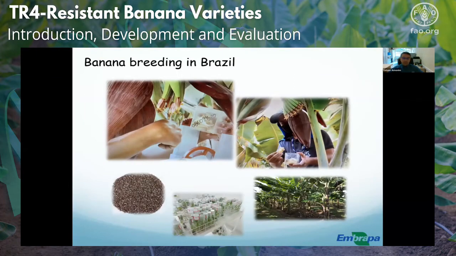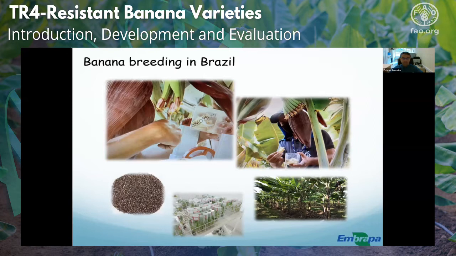Our breeding program is based on the crossbreeding carried out every day. We have produced more than 700,000 seeds in the last 46 years. And we have released more than 10 hybrids, all resistant to Fusarium race 1, and many also resistant to black sigatoka and nematodes, for instance.